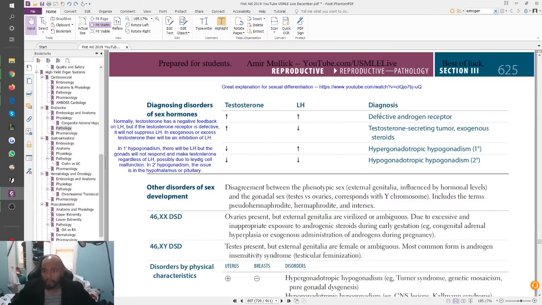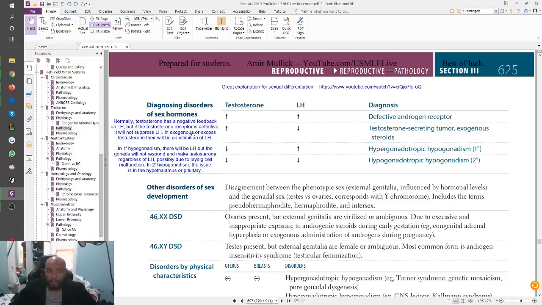But let's see what we see here. There are 4 diagnoses they put here, right? Defective androgen receptor, testosterone secreting tumor or the use of exogenous steroids, and hypergonadotropic hypogonadism or hypogonadotropic hypogonadism, secondary. What are these things all about? So on the left I explain, normally testosterone has a negative feedback on LH. But if the testosterone receptor is defective, it will not suppress LH. And that's what you're seeing at the top. So testosterone and LH are both high. That means that the testosterone is not working on the receptor.